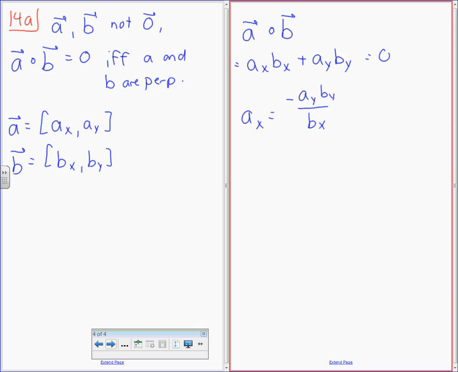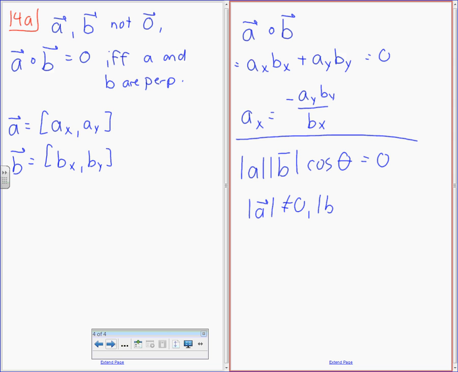So doing it without Cartesian, the way you do it is magnitude A, magnitude B, cos theta equals 0. And then we're going to say, well, the magnitude of A is not 0, the magnitude of B is not 0. Thus, cos theta equals 0. So theta is 90 degrees. Right? That's the way to do it with the regular vectors. With Cartesian, it's a little bit trickier here. Okay, so I'm going to think about that for a minute here.